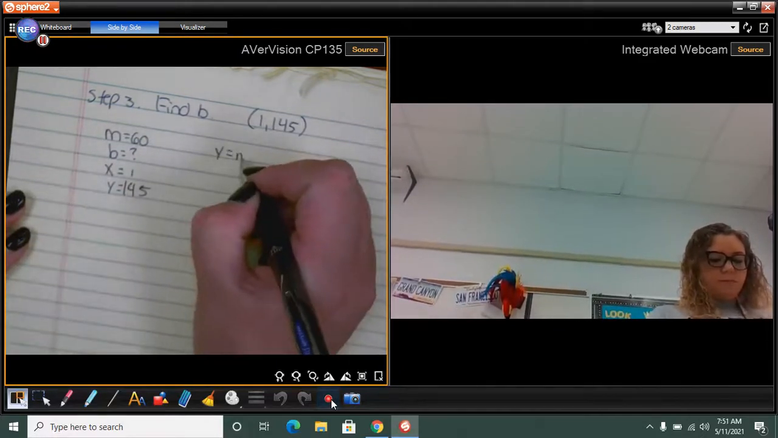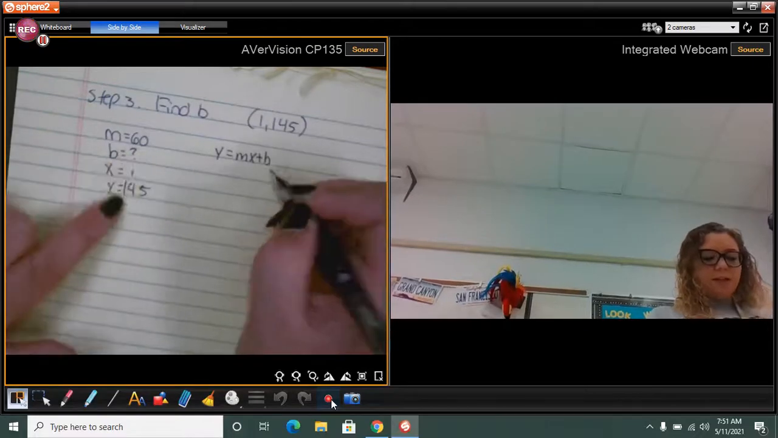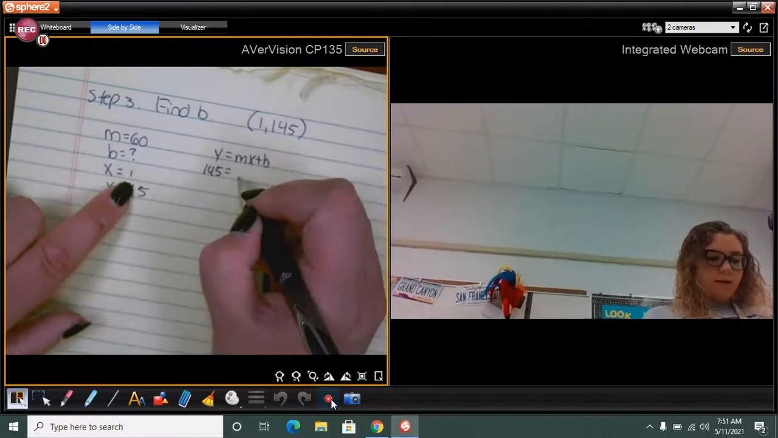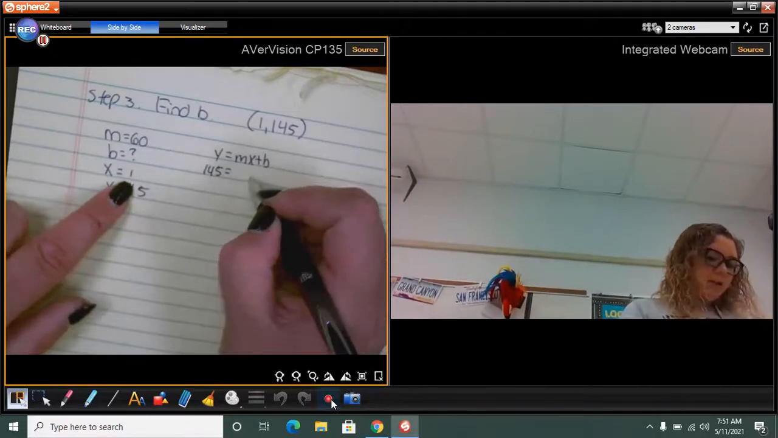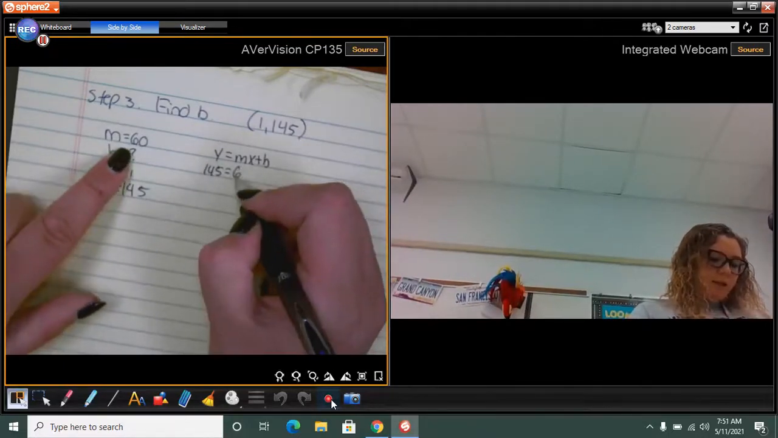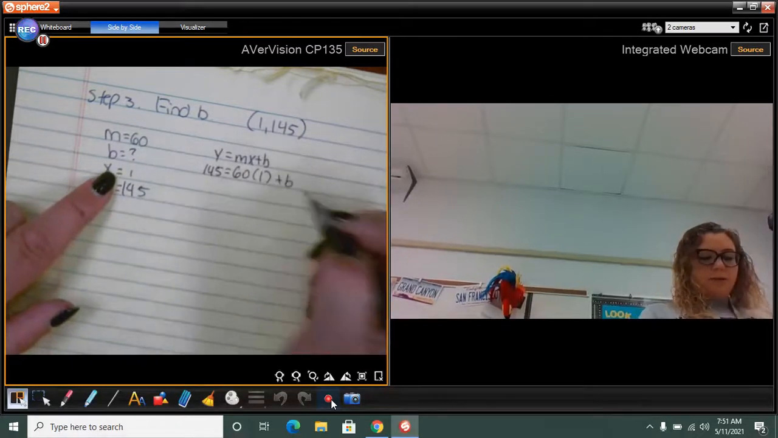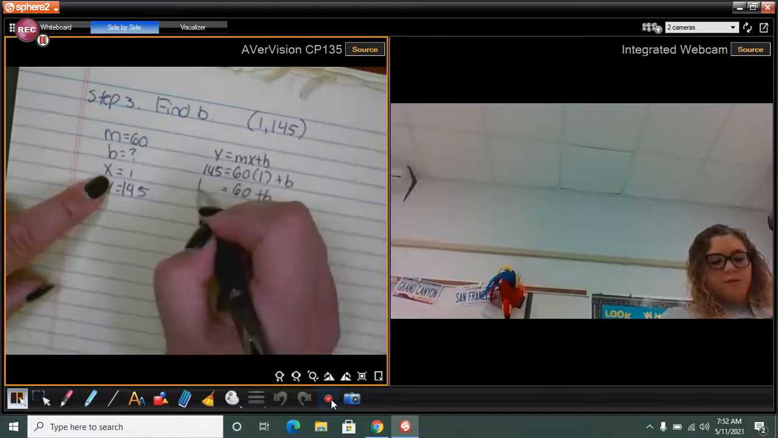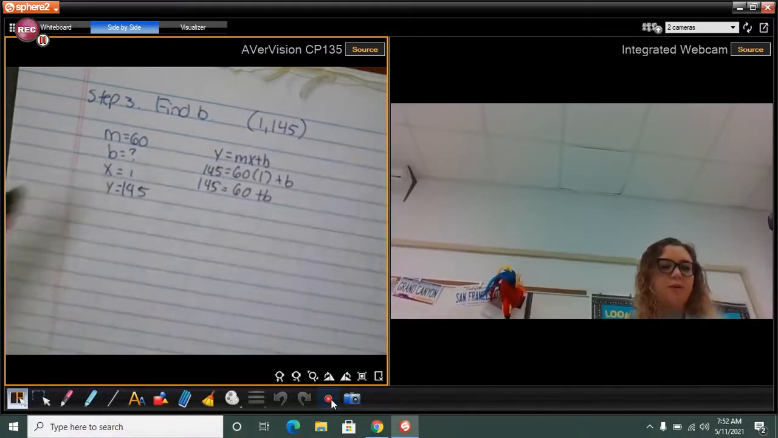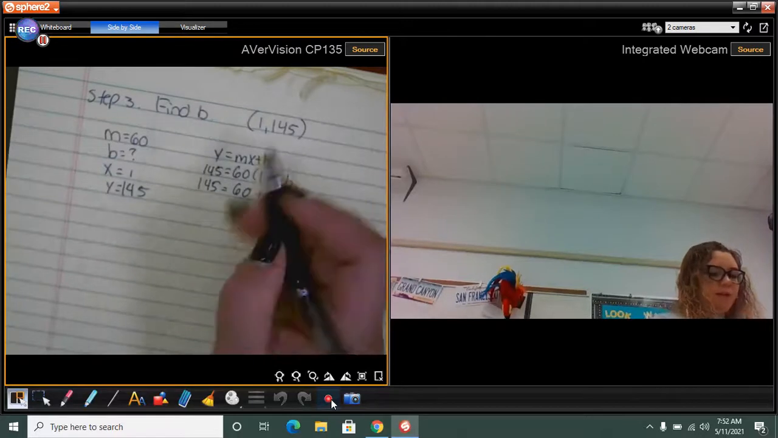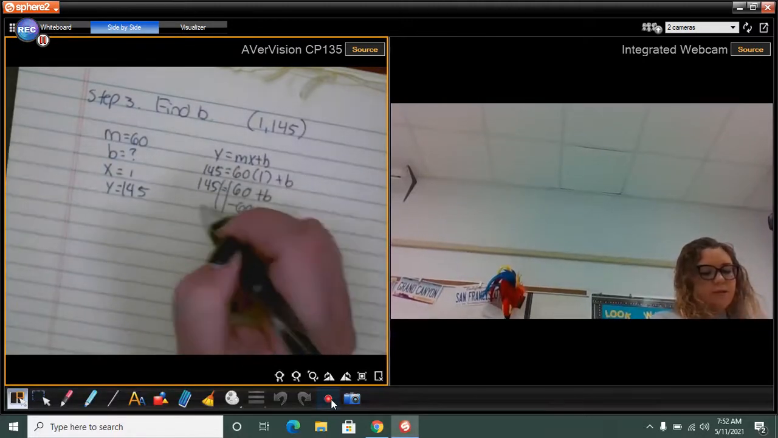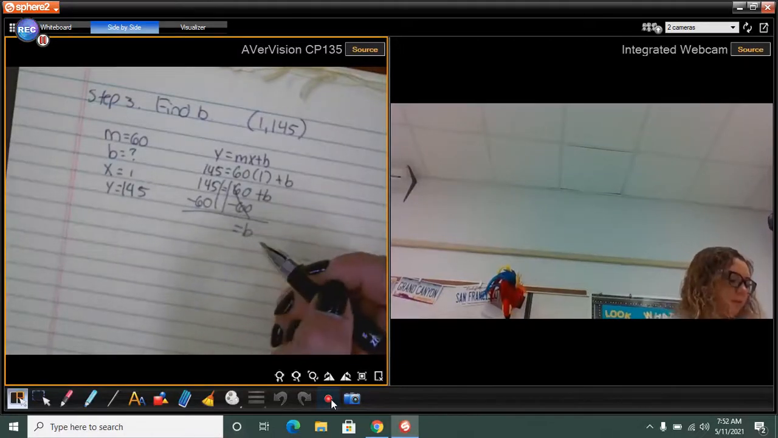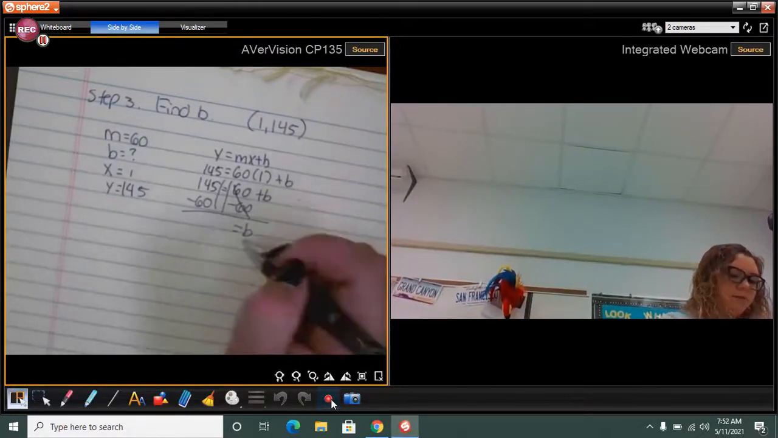I have my slope formula. I'm going to plug these things in. So I'm going to plug 145 in for y. I'm going to plug in my x. My slope is 60, my x is 1, plus b. And we're going to simplify this side. I have 60 plus b over 145. This is a one-step equation. To move this over the bridge, I need to minus it. And I'll get b to equal 85.